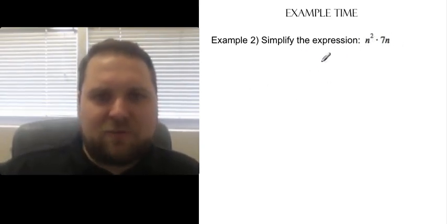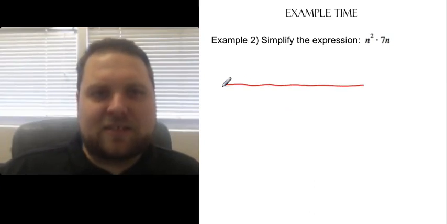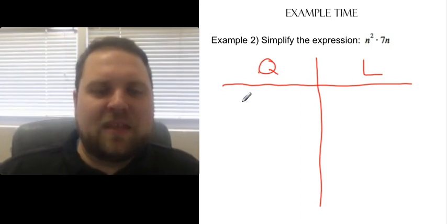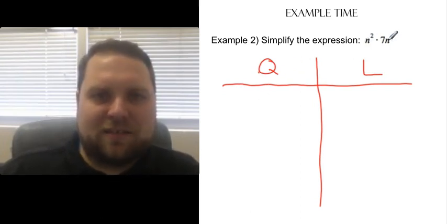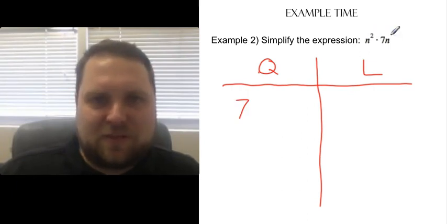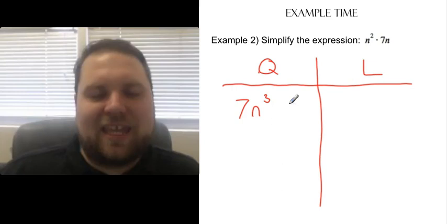Simplify the expression n squared times 7n. So again, I'm going to go quick way over here, long way over here. So the quick way, I multiply the coefficients. There is no coefficient there, so I can think of there as being a 1. 1 times 7 is 7. Now I add the exponents. There's no exponent here, so I can imagine there being a 1. 2 plus 1 is 3. So this is 7n cubed when I multiply them.